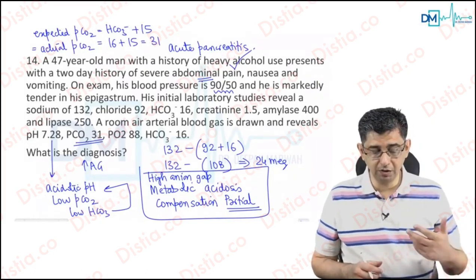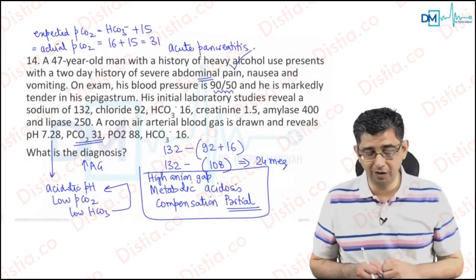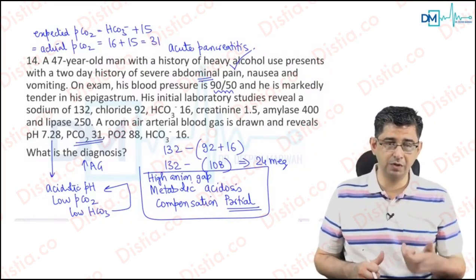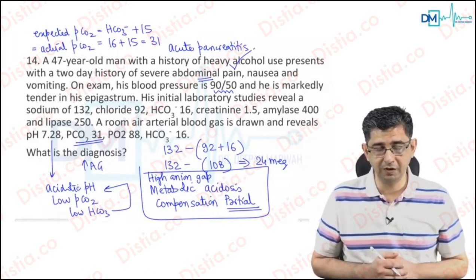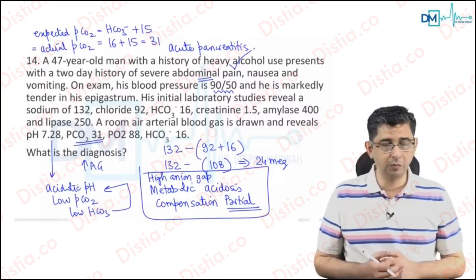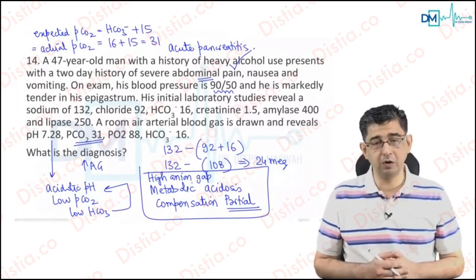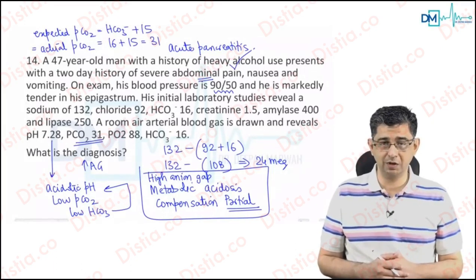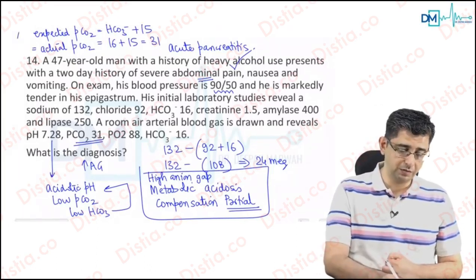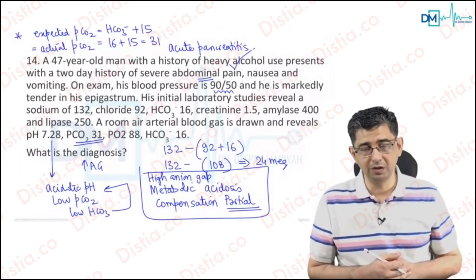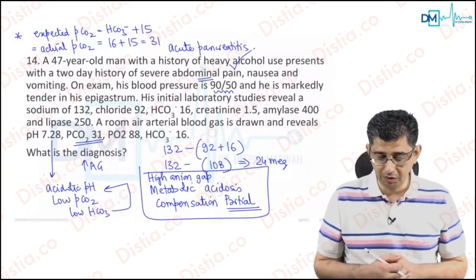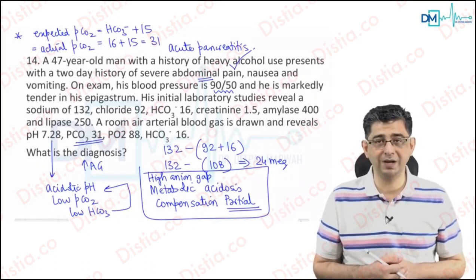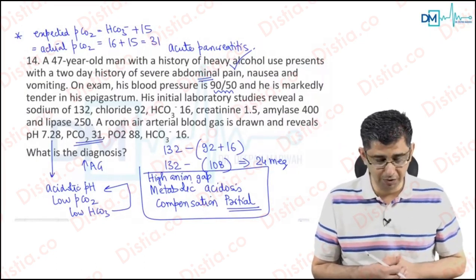Why are we calculating this expected PCO2? It is to check whether the compensation is occurring or not. If this formula had not been satisfied in this question, then there could be a combination of metabolic acidosis and respiratory acidosis in the patient as well. But because the formula is satisfied, there is no mixed disorder. It is just the compensatory disorder which is given in this question. The answer to this question is HAGMA, high anion gap metabolic acidosis with partial compensation.